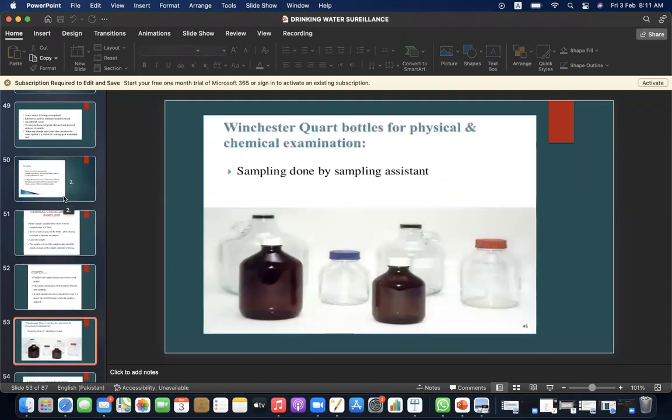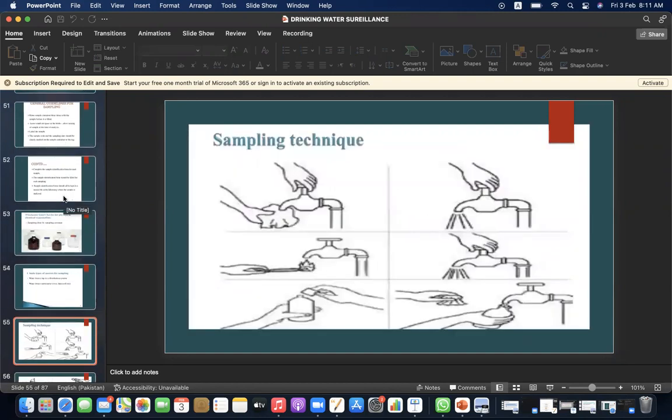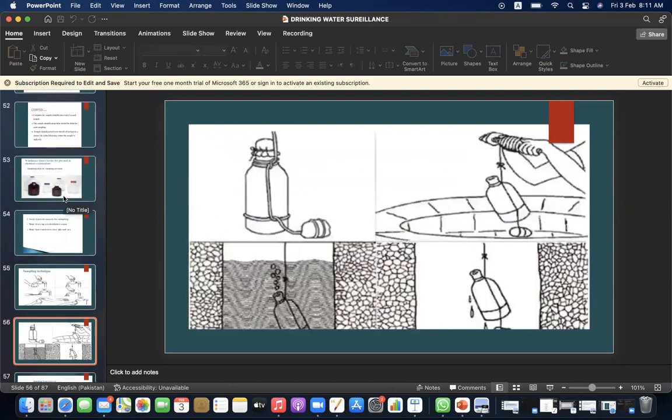Winchester quart bottles are used for the physical and chemical examination. Sampling is done by a sampling assistant. So here are the bottles being used. There are 2 basic types of sources for sampling: water from a tap in a distribution system, and water from a watercourse, river, lake, well, etc. Here are the sampling techniques that are mentioned.